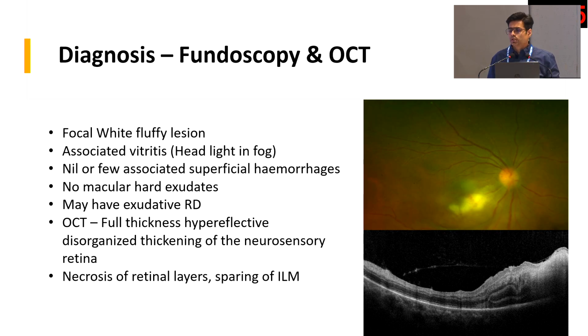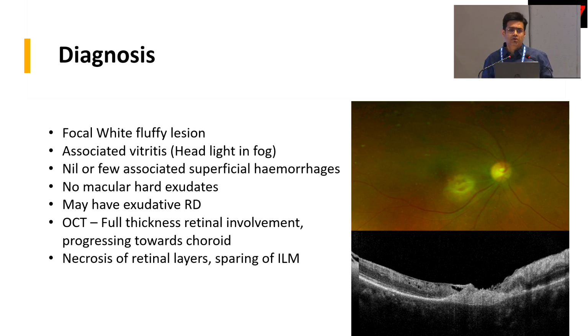So to go to diagnosis, basically it's a very classical lesion, so there is not much to ponder on, apart from the times when it presents as an atypical form. Typically these retinitis lesions are not associated with hemorrhages or hard exudates, and on OCT you can see these as a full thickness hyperreflective disorganized neurosensory retina, and when they heal on treatment, the retina becomes thinner and some part of it becomes necrotic, and there is clumping of the RPE.